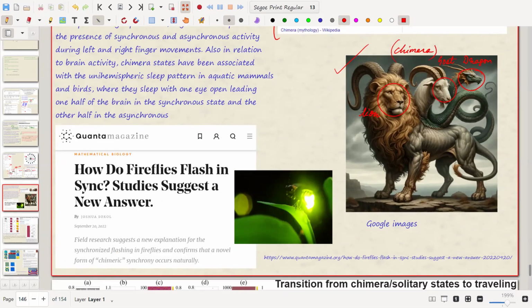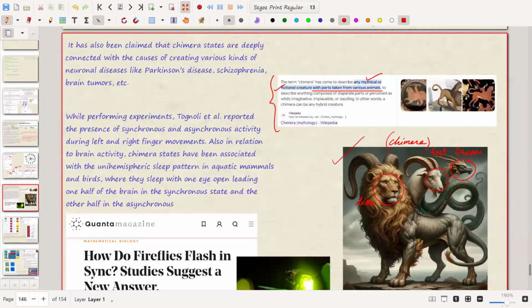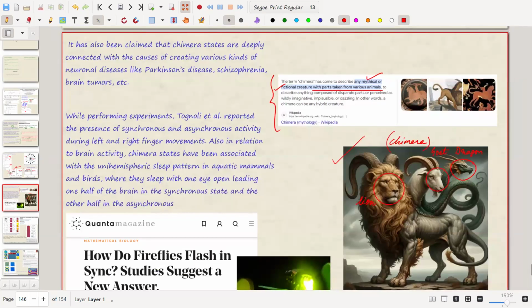So this is just an idea of the presence of both synchronous and asynchronous state. Two different states together. It has been found that chimera states are deeply connected to, and show us the cause or mechanism behind, many neurological diseases like schizophrenia, Parkinson's, brain tumors, and many others. You can go into the experimental studies over there and find it out.